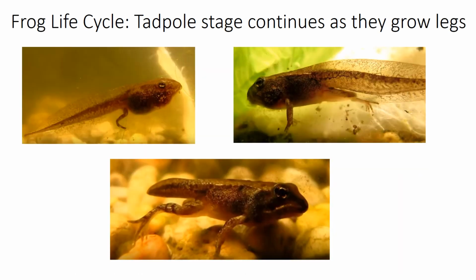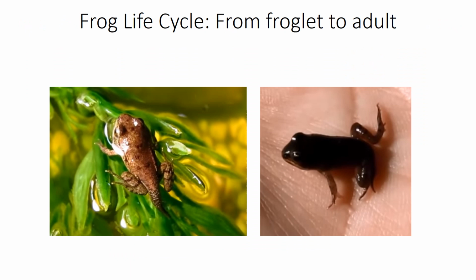Here you can see the frog life cycle continues as the tadpoles develop legs. In the frog life cycle, a froglet is a tiny frog that has recently developed from a tadpole. It hasn't reached full maturity and still has a tail. Once the frog loses its tail, it is then considered an adult, no matter its size.